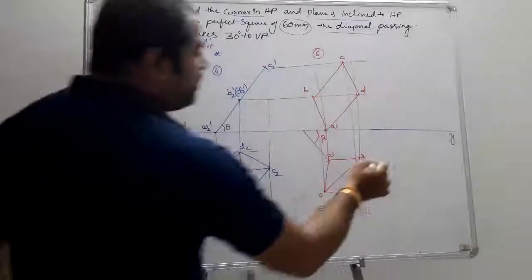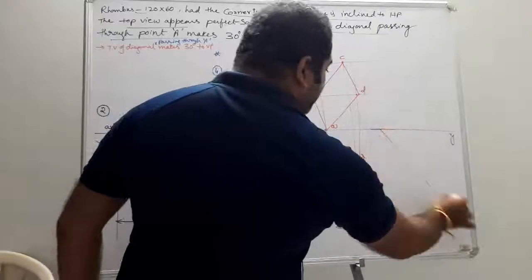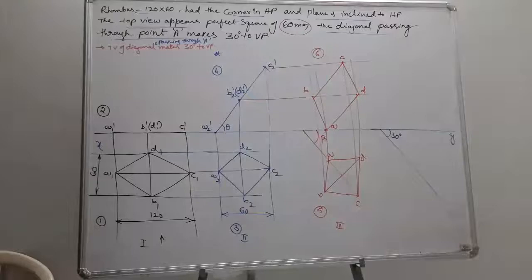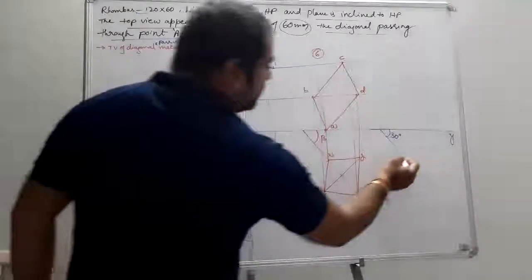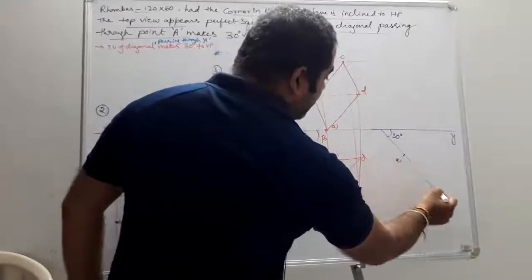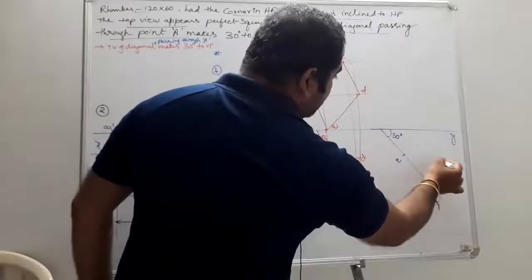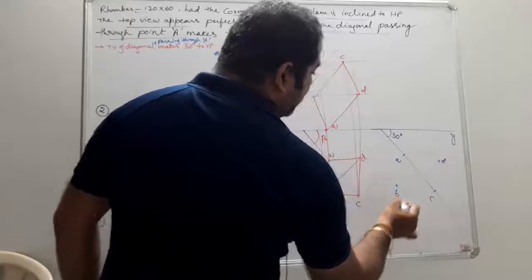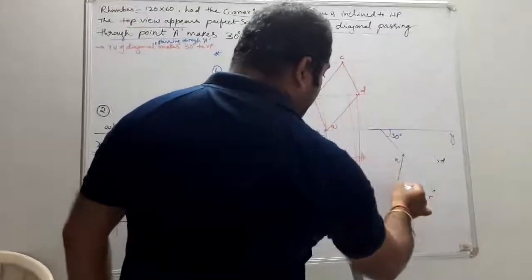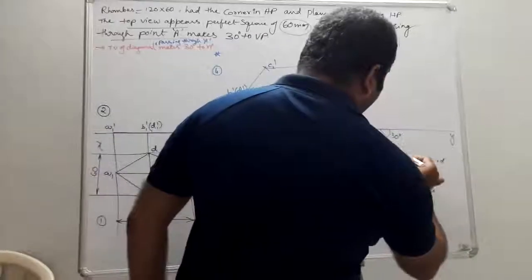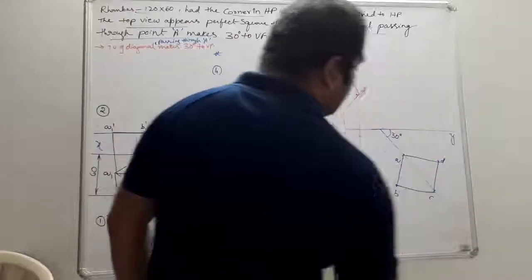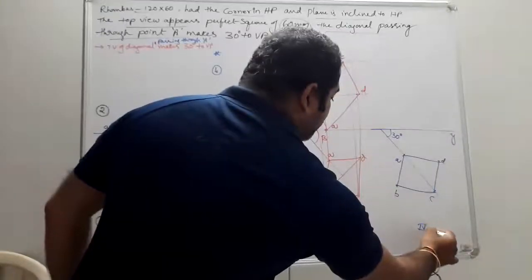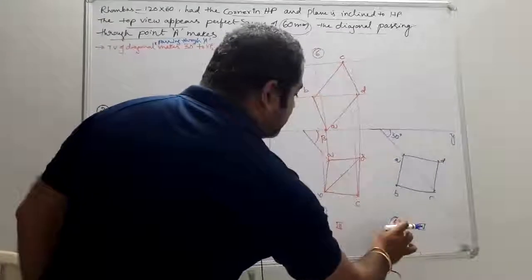Then simply you just draw a line of 30 degrees and reconstruct AC on this 30 degrees. This becomes A and this becomes C and this becomes D and this becomes B. So this was stage 4 and step 7.